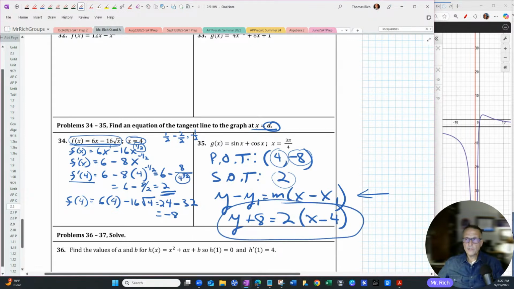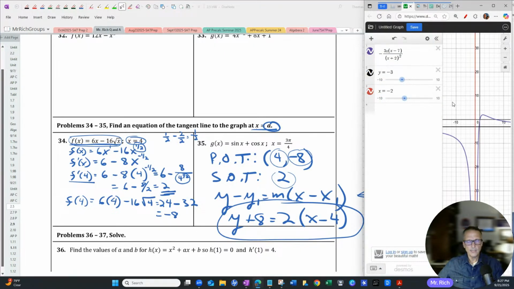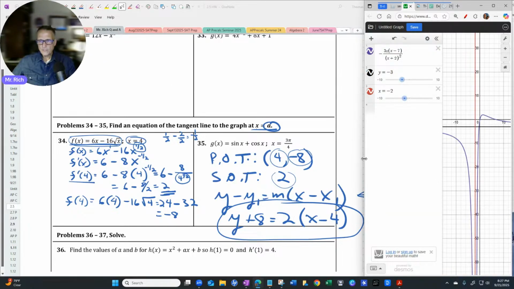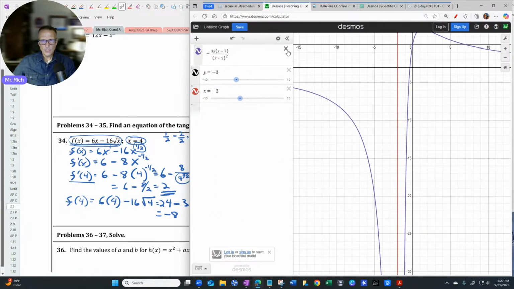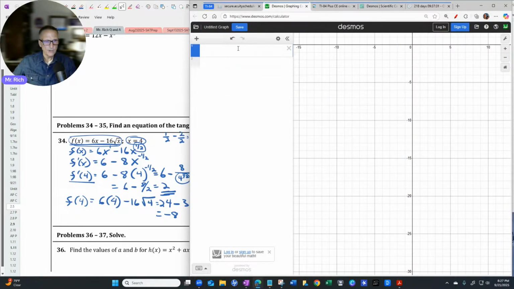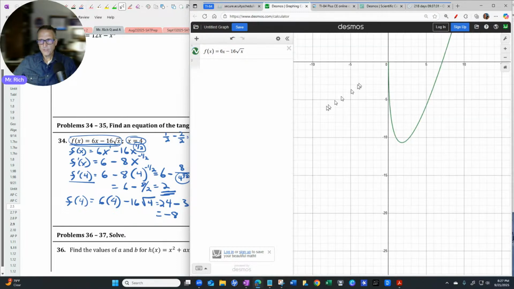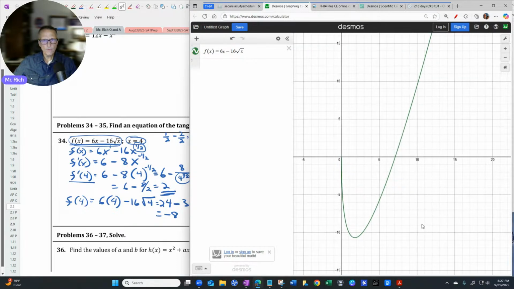Now, as you're learning calculus, what you want to do is check answers using Desmos and see if this even makes any sense. Graph the function. So I'm going to come over here to Desmos, and I'm going to make a graph of the function itself. F of x is equal to 6x minus 16 times the square root of x. So there is the function right there. Okay, interesting function. I maybe would not have guessed it would behave like that, but there you go.